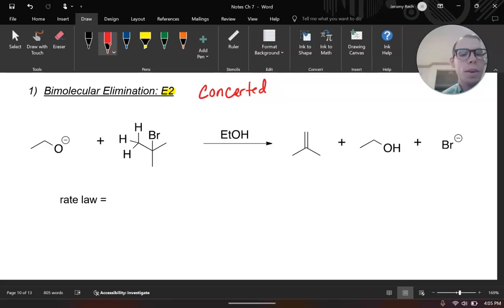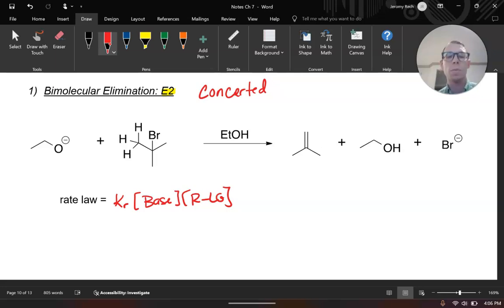If we were to write out our rate equation, or our rate law that describes the kinetics, or how quickly this reaction happens, it's going to look a lot like our rate expression for SN2. It's going to be equal to our rate constant times the concentration of our base, and then our leaving group. One noticeable difference here is that instead of having a nucleophile, we're going to have a base.